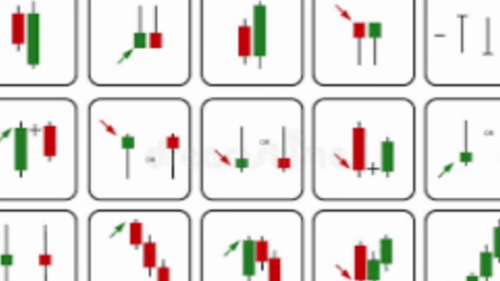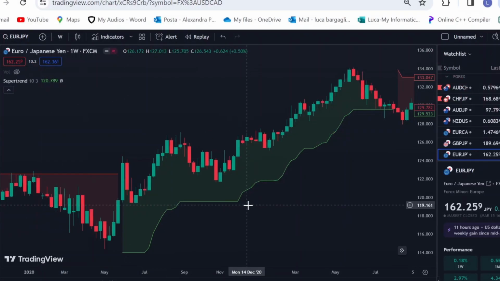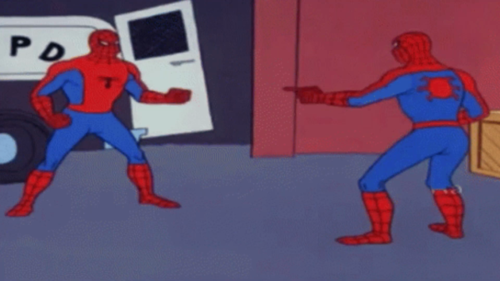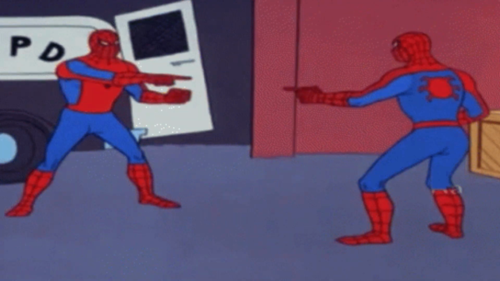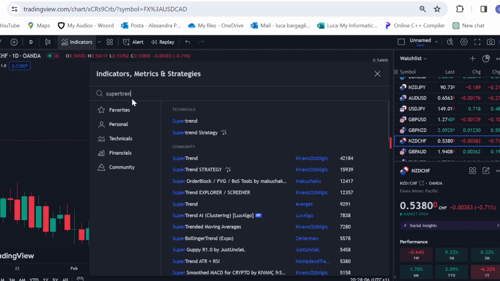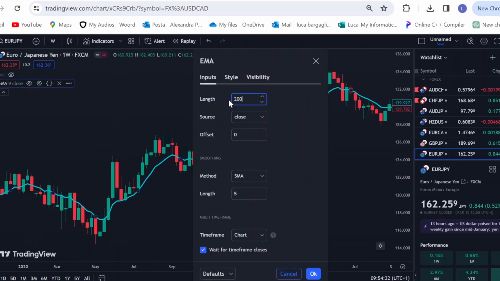So the best candlestick pattern is the three black crows. You should trade this on this pair and on the weekly time frame. You should also change the length of the super trend to 11 and the multiplier to 3. The next two strategies are similar to this one because they also involve the super trend. For the first strategy, add your super trend, but then you also need to add the 200 EMA. To do this, just add it and change the settings to 200.